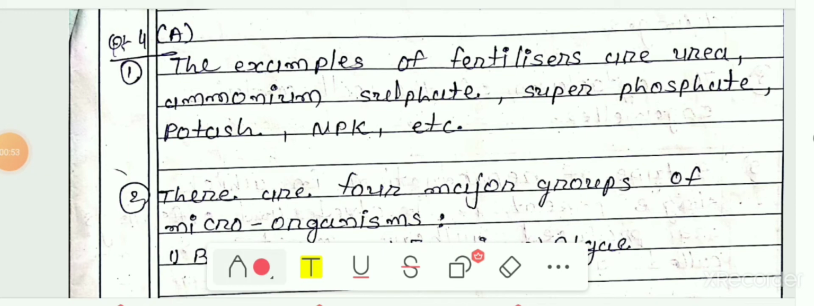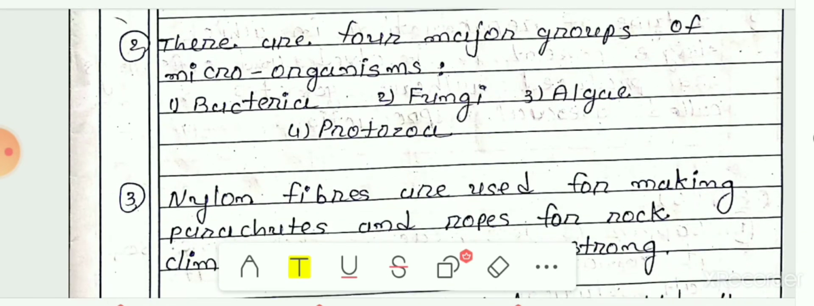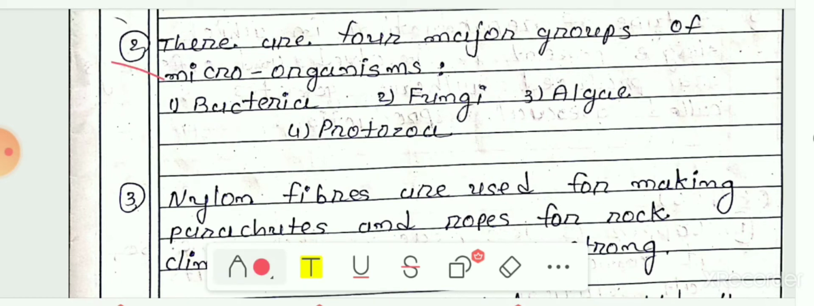The question was, give the examples of fertilizers, and the answer is that the examples of fertilizers are urea, ammonium sulfate, superphosphate, potash, NPK, etc. Here you have to write the examples of fertilizers, not the manures. Next question was, what are the major groups of microorganisms? There are 4 major groups: bacteria, fungi, algae and protozoa.